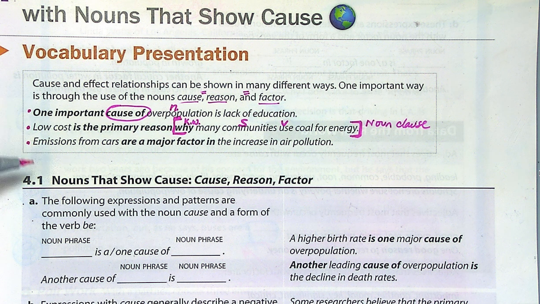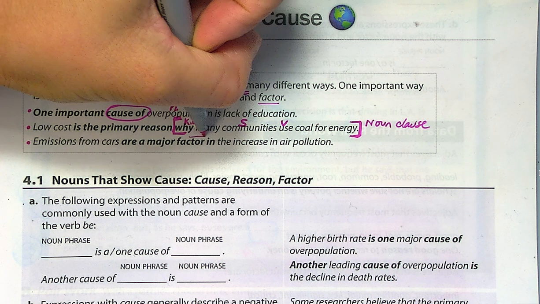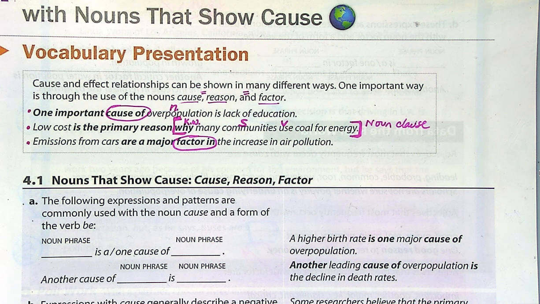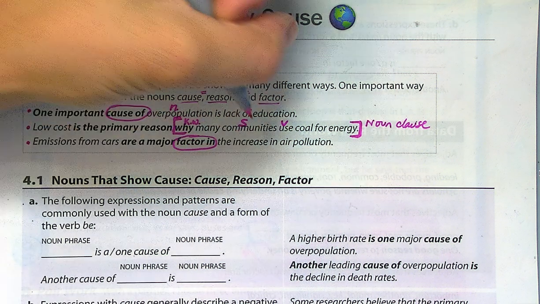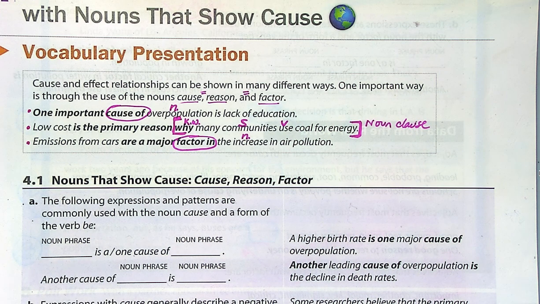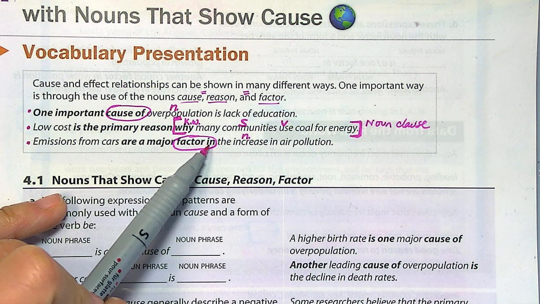Let's look at the third example. Emissions from cars are a major factor in the increase in air pollution. I would like you right now to circle factor in. Factor in. This is a collocation. And then what kind of grammar comes after the word in? What part of speech is the word that comes after in? Hopefully you can see that this is a noun right here. We know that our prepositions always take a noun after them.